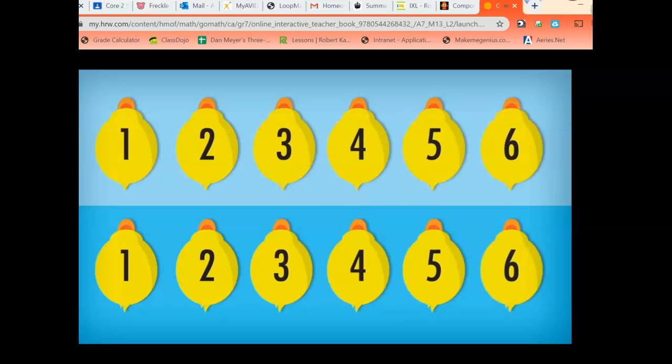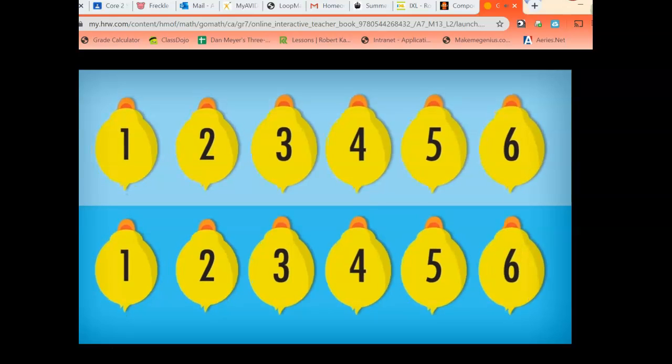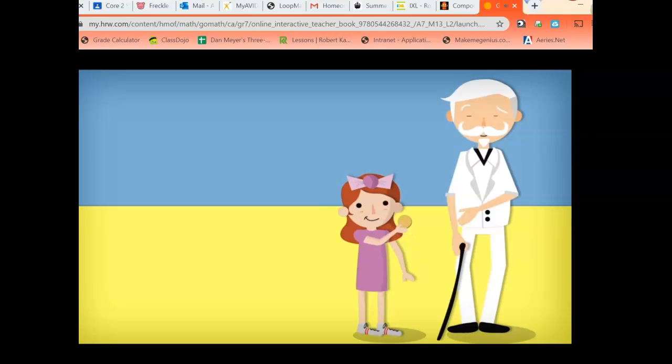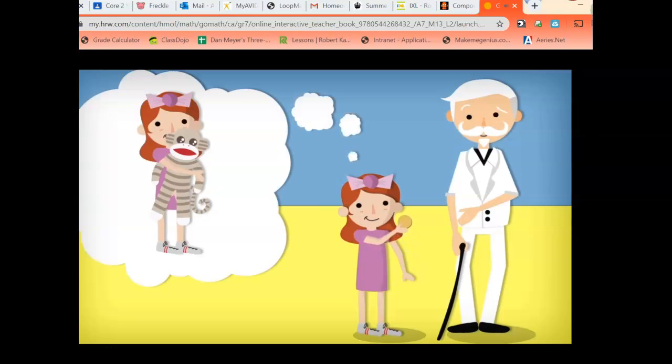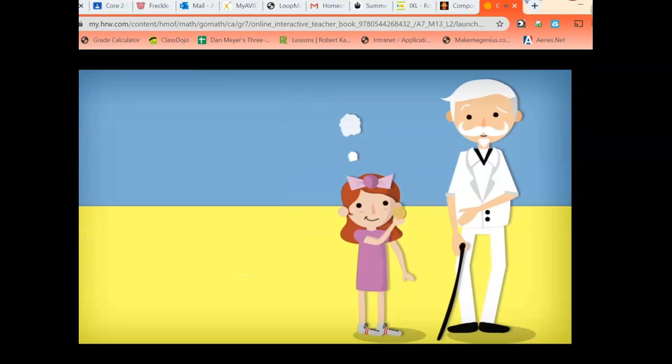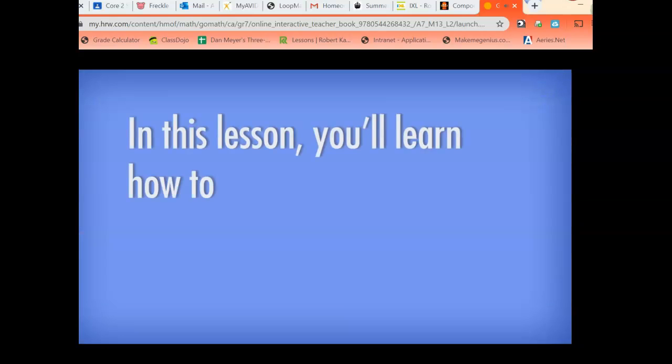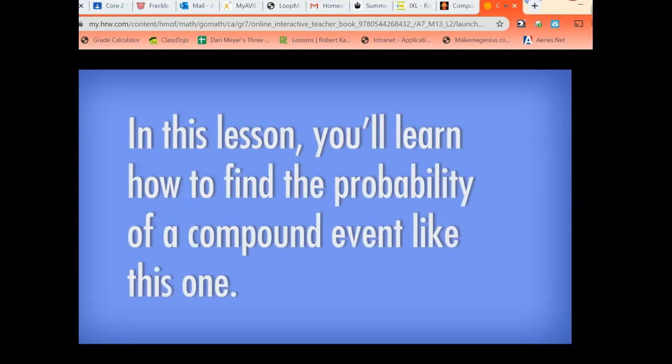There are 6 pairs of ducks numbered 1 to 6, 2 with the number 1, 2 with the number 2, and so on. Can you figure out the probability of your sister matching the 2 ducks and winning the giant monkey? Let's hope she doesn't run out of pocket money before the monkey is hers. In this lesson, you'll learn how to find the probability of a compound event like this one.